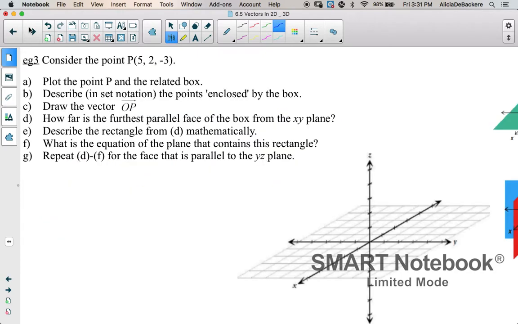All right, our next example is example 3. We're going to consider the point 5, 2, and -3. I want to plot the point P and the related box. So watch for questions like this. Sometimes you might think that you can freehand point P, but in order for me to check your work, I'm often going to ask you to also draw the related box so I have some reference for what you were thinking. So our first job is to do some graphing.